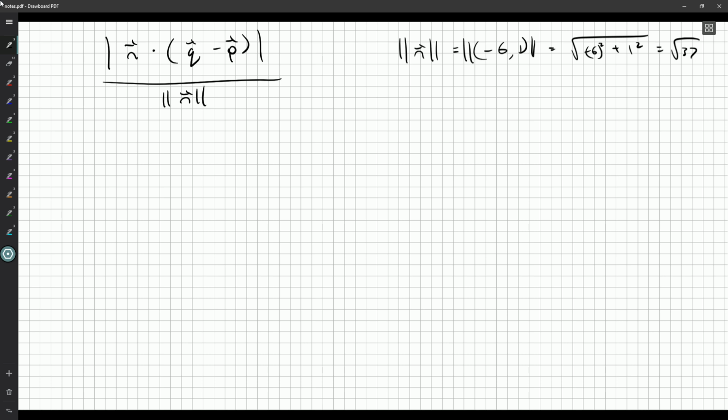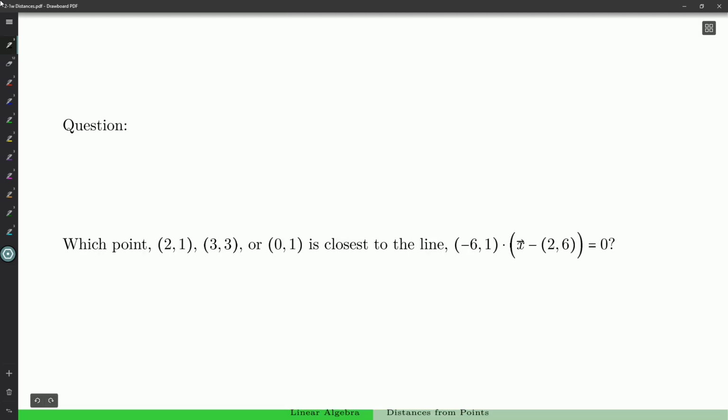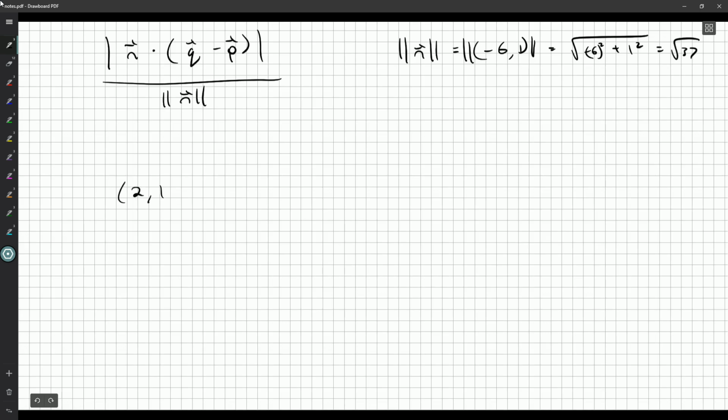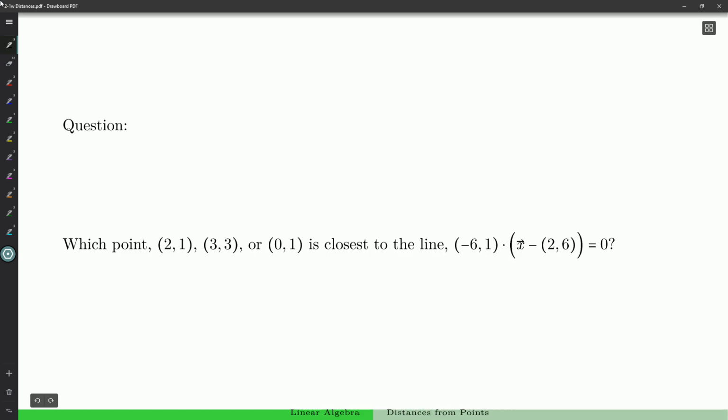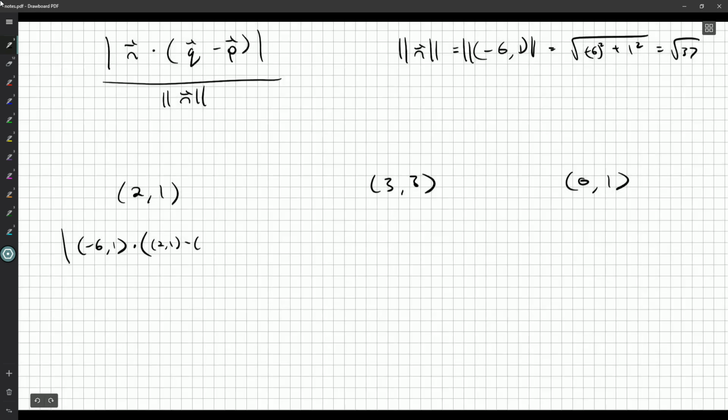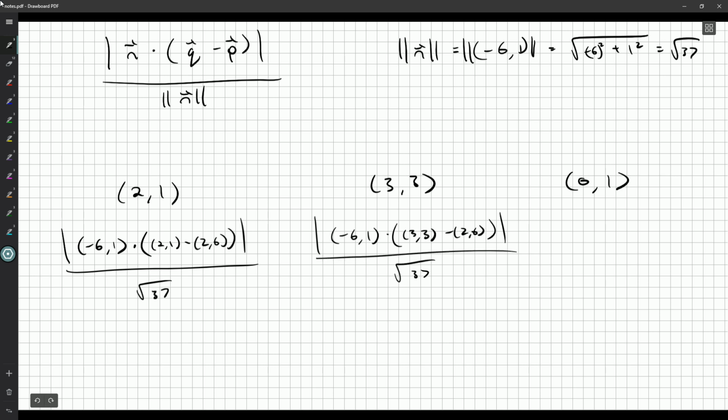Okay, so now we just need to go to each one of our points, (2, 1), (3, 3), (0, 1), and plug them into the expression. So we'll have the normal vector dotted with the difference of our point and the point that we're given, in this case (2, 6), and it'll be over the length of the normal, but we know that that's root 37. We'll just set each of these up and then we'll simplify them.